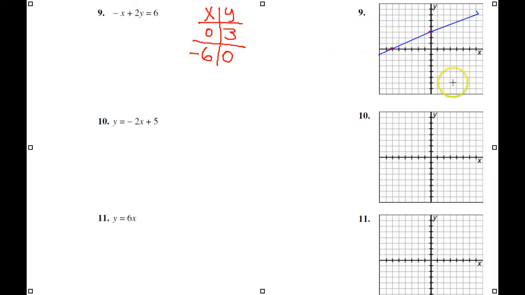Now, notice this one is in slope-intercept form. So we're going to use that special technique of plotting the 5 as my Y-intercept. 1, 2, 3, 4, 5. We put a dot right there. Now our slope is a -2 over 1. So from there, I'm going to go over 1 up 2. And there's my graph.